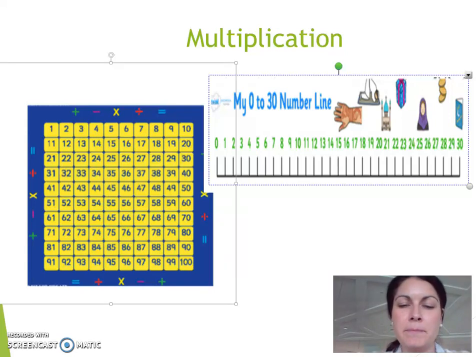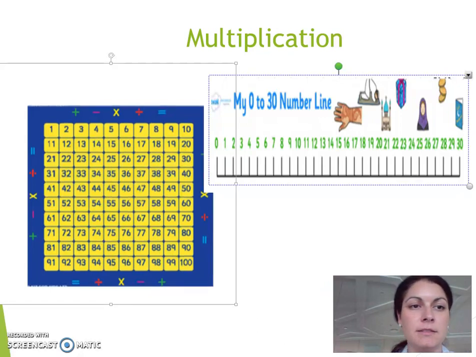Hi everyone, this week we are continuing with multiplication in maths. We are using our 2 times, 5 times and 10 times tables.